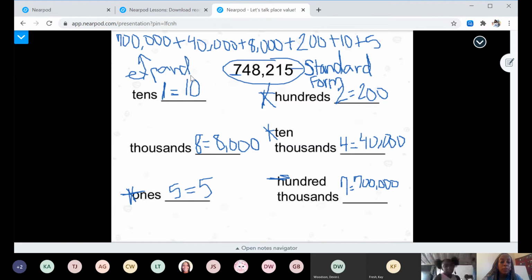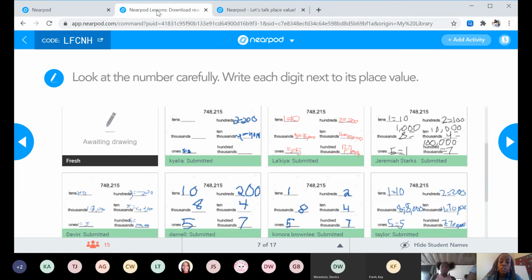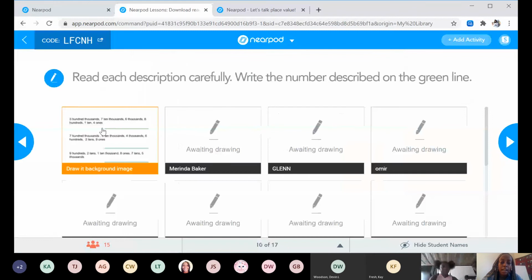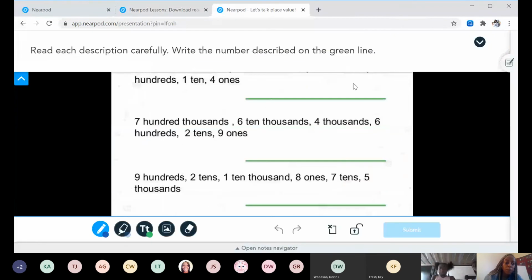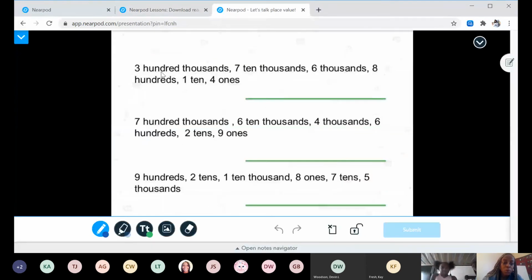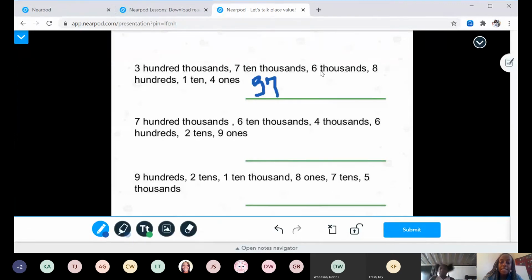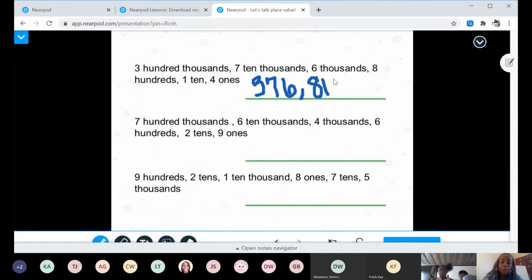So this was our quick review on our place value and standard form and expanded form. So I'm going to give you a chance to do an independent practice. So I'm going to do the first one with you guys. So it says 300,000. So that means I have a 3 in our 100,000s place, a 7 in our 10,000s place because we have 7 10,000s. We have a 6 in our thousands place. We have 800, so that means we have an 8 in our hundreds place. We have 110, and then we have 4 ones.